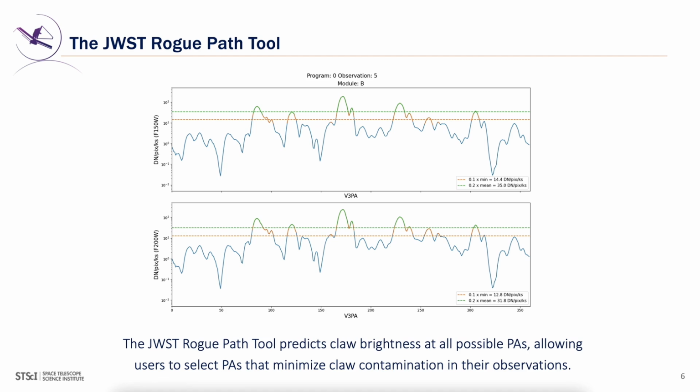So in the next part of this video, we'll go through how to run this tool on an example observation and how to use its outputs to modify the observation in APT to minimize claw contamination.